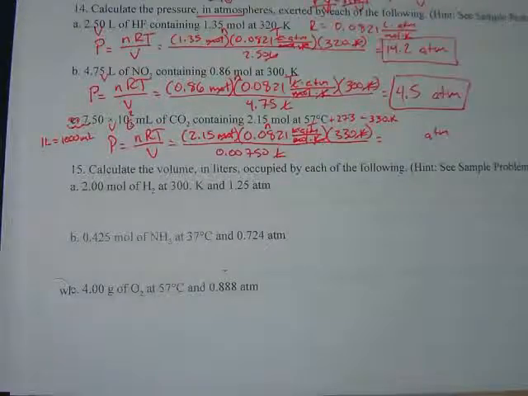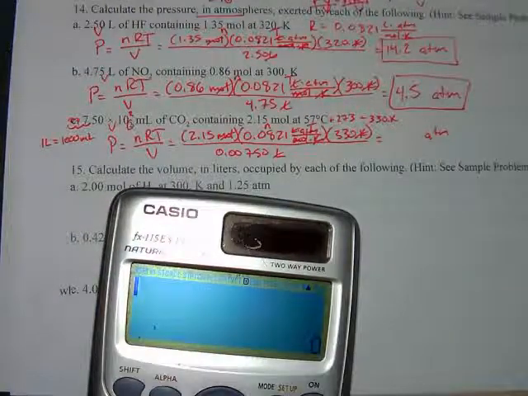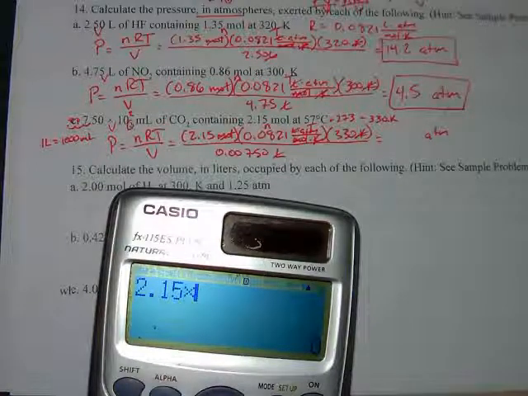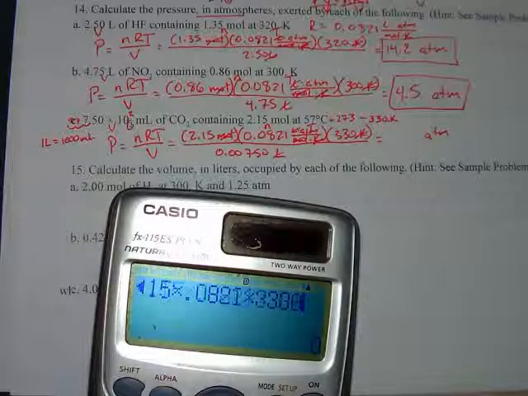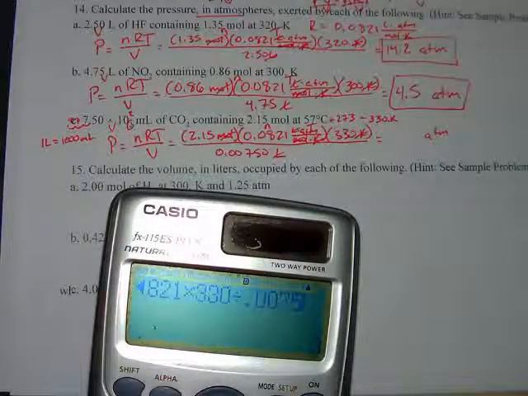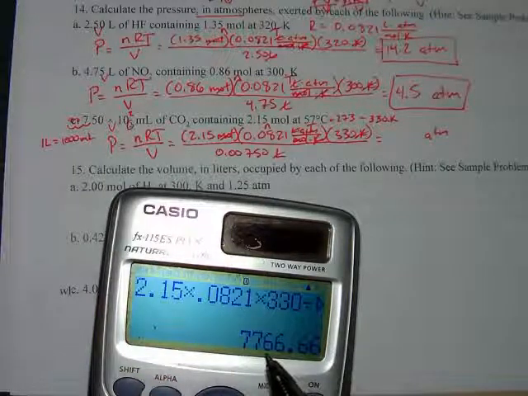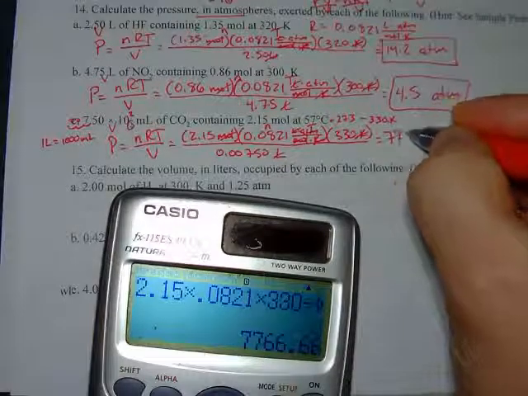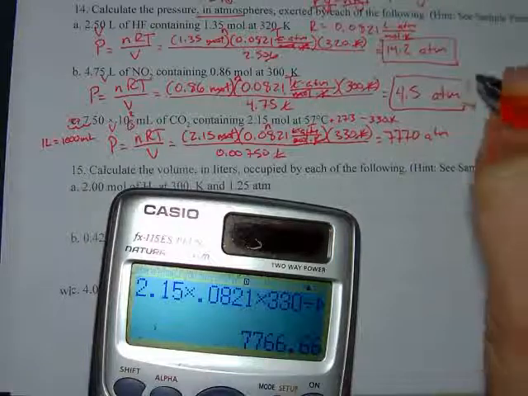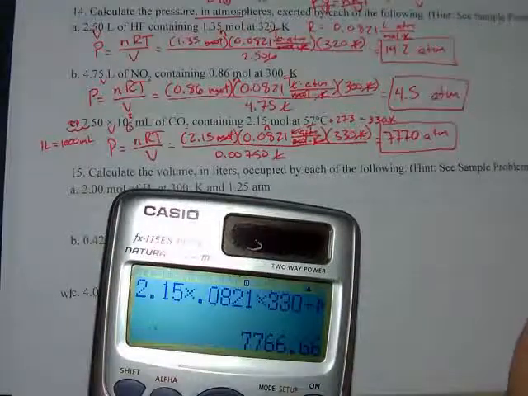And it's time to calculate. And what am I doing? I'm doing 3 sig figs this time, right? 3 sig figs, yeah. So 2.15 times 0.0821 times 330 divided by 0.0075. All right, 3 sig figs. That's that spot right there. That 6 tells me to round that up. I go 7770 ATM to make sure I have the correct number of sig figs.